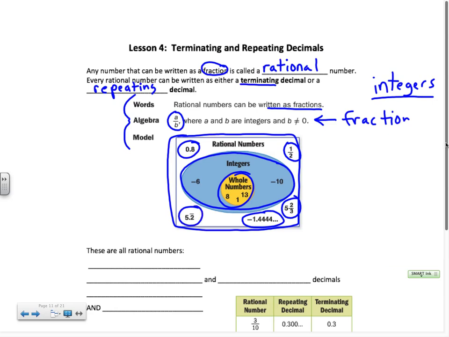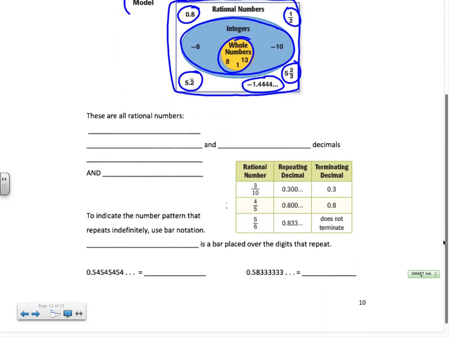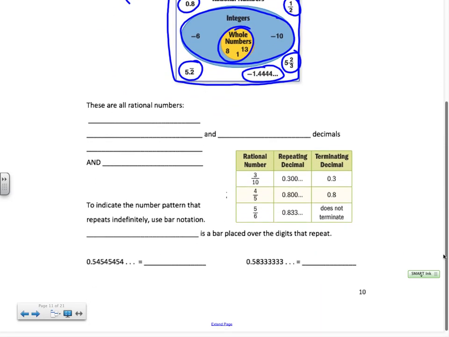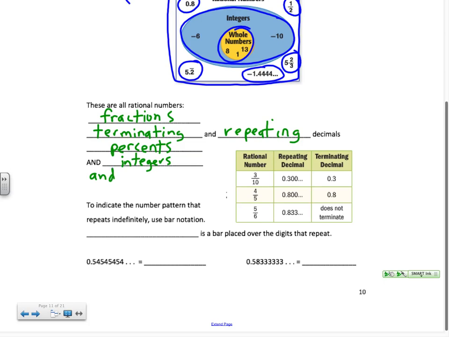So let's look at a list of all the numbers that are considered rational numbers. First we have fractions. Then we have terminating and repeating decimals. We have percents, because remember, fractions, decimals, percents are all the same thing except they're in a different form of the number. We also have integers, and somebody reminded me, don't we also have whole numbers? So let's add whole numbers as well.